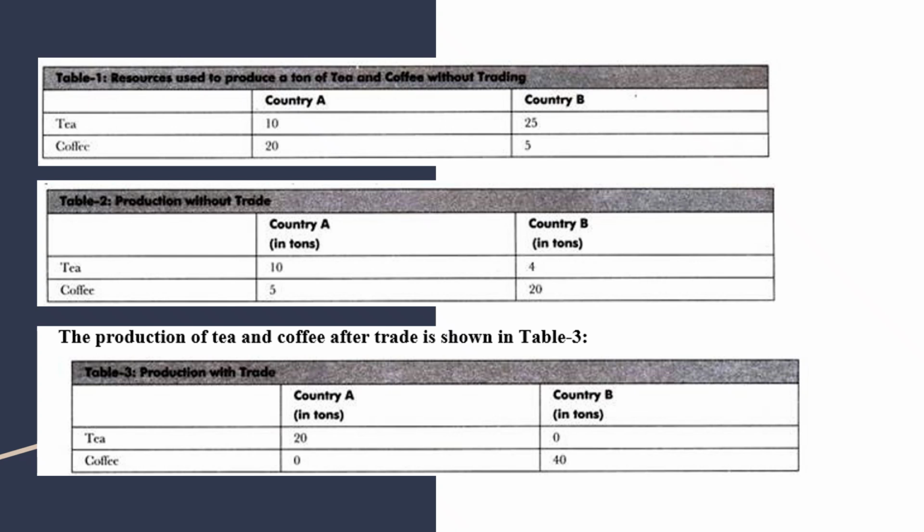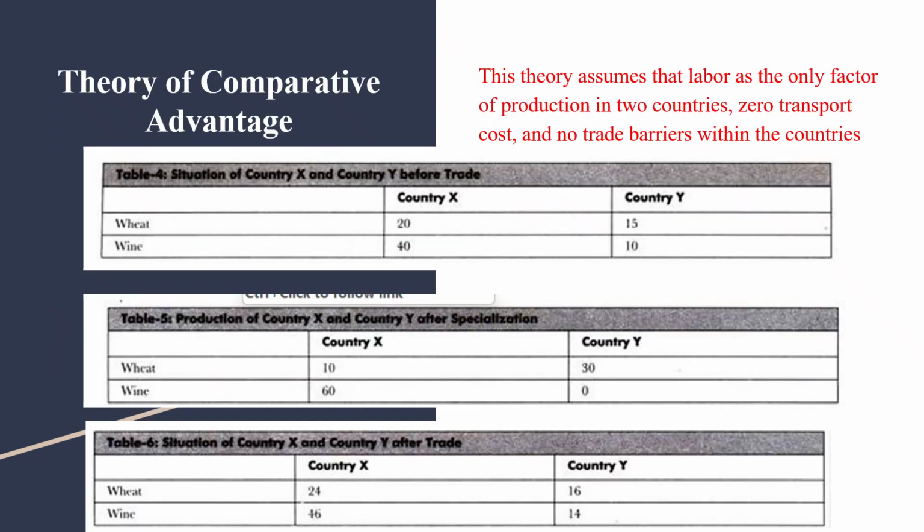Before having absolute advantage, only 39 tons were produced, but after it we are getting 60 tons of tea and coffee, so that the country which can produce in a cheap manner can give it to the other country. So this is about the absolute advantage. So next theory is theory of comparative advantage.